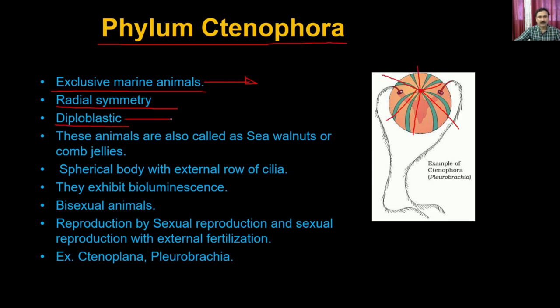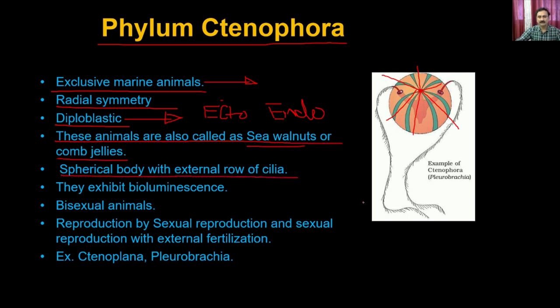The Ctenophora animals are diploblastic, which means they are going to have two germ layers. They are going to have the ectoderm and the endoderm, and they are not going to have the mesoderm. So mesoderm is missing. These animals are called sea walnuts or comb jellies. They have a spherical body with external rows of cilia.